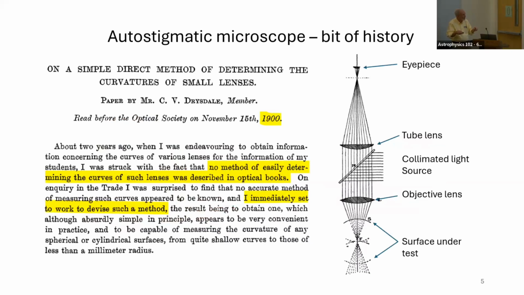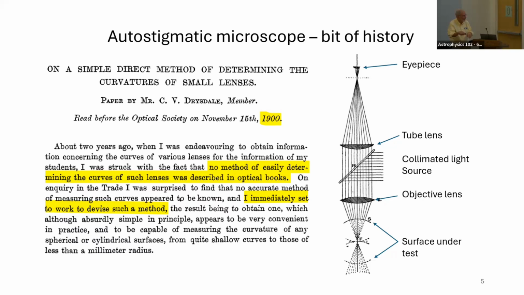This is the earliest I've found in English-speaking literature about an autostigmatic microscope. It's interesting: the author said he couldn't find anything in the literature that told you how to find the radius of lenses, and so he devised this device. It's essentially the same optical system that's in the current device.